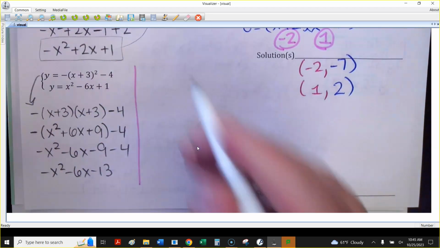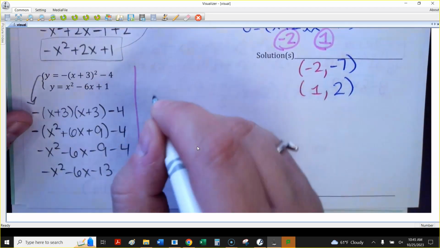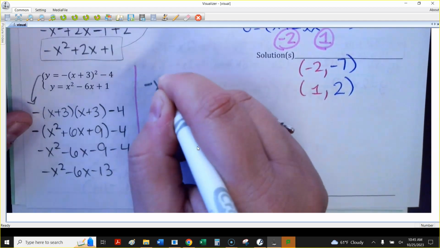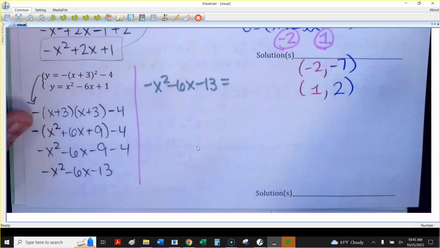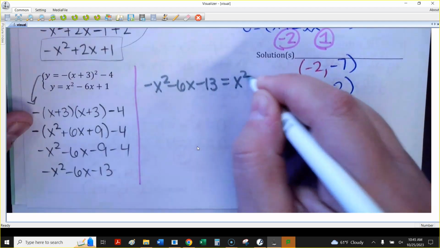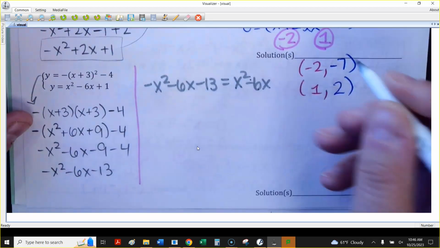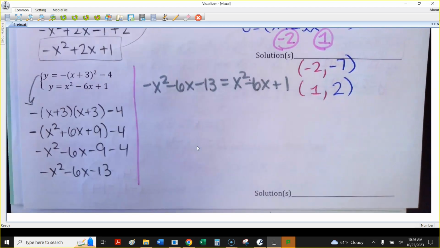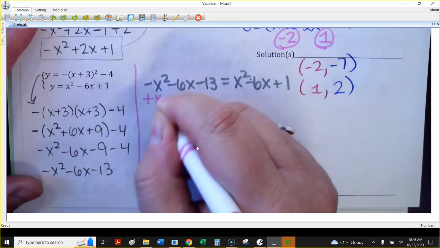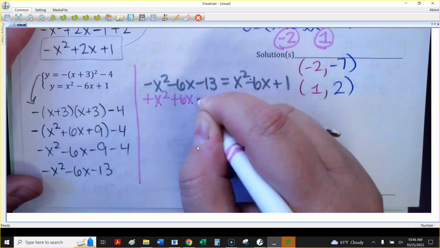All right, so the standard form for that first equation in that system, when we multiplied it out, is -x squared minus 6x minus 13 equals, the other equation is x squared minus 6x plus 1. Okay, keep your squared term positive, so here's what I'm going to do. I'm going to add this x squared, I'm going to add this 6x, and I'm going to add this 13.